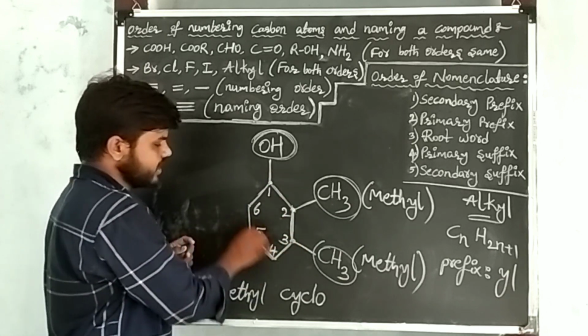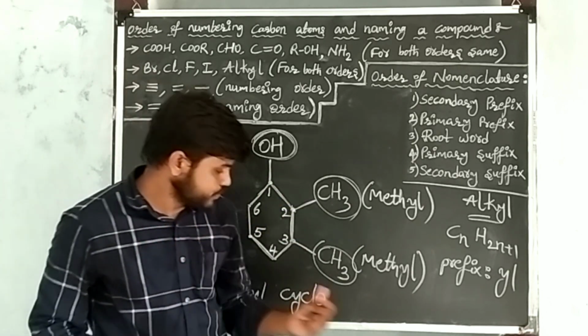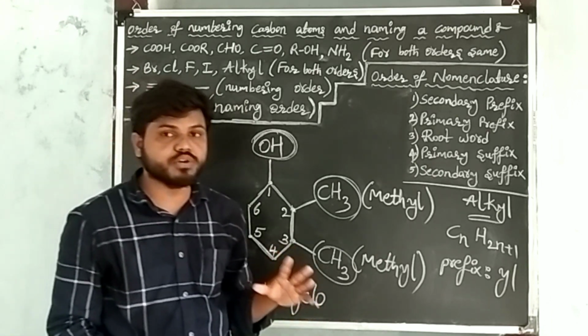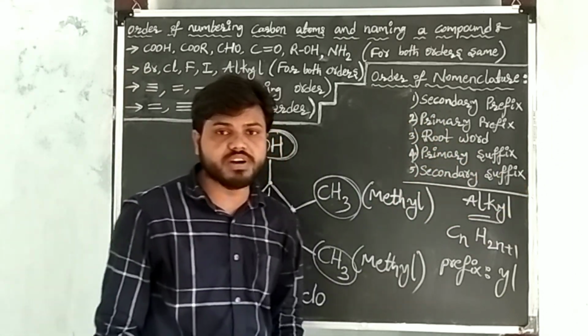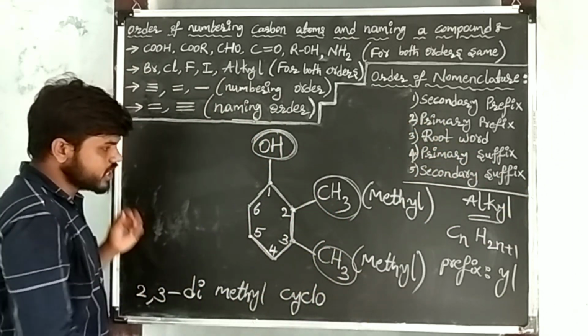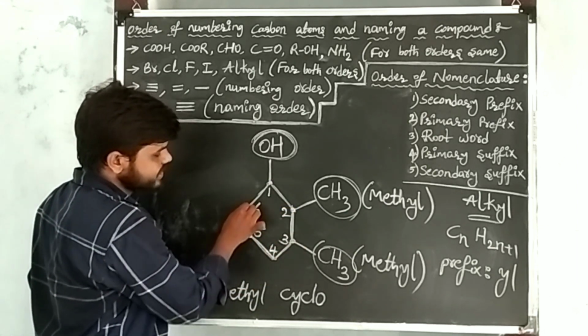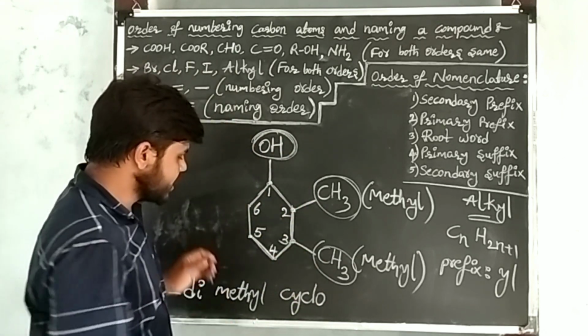So this is one cyclic. The prefix of cyclic is cyclo, and I have written the prefix. After writing the primary prefix, go to the root word. Root word means the number of carbon atoms in the given carbon compound: 1, 2, 3, 4, 5, 6. Six carbon atoms are there.